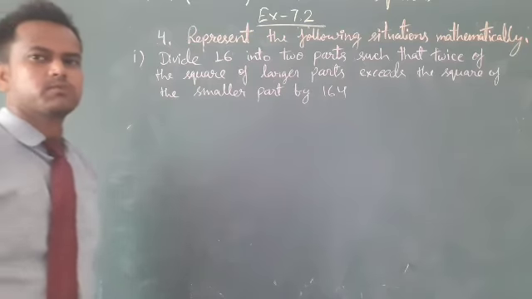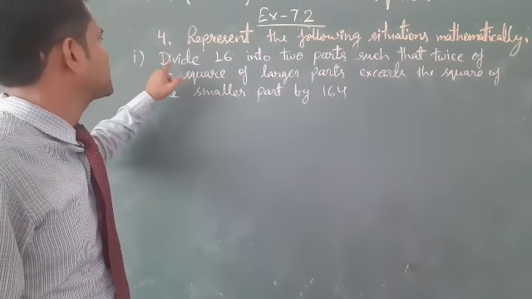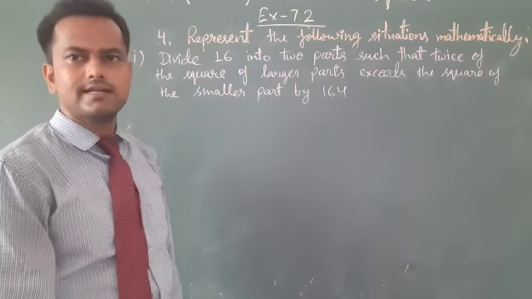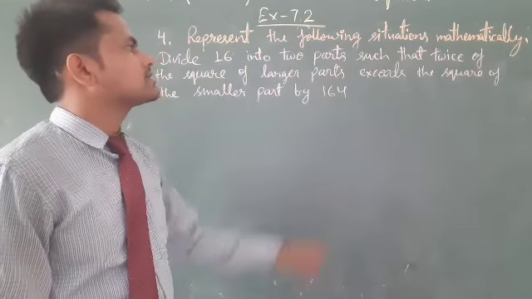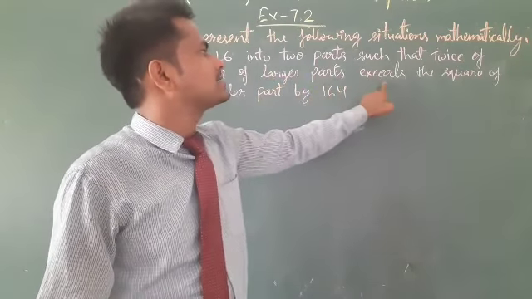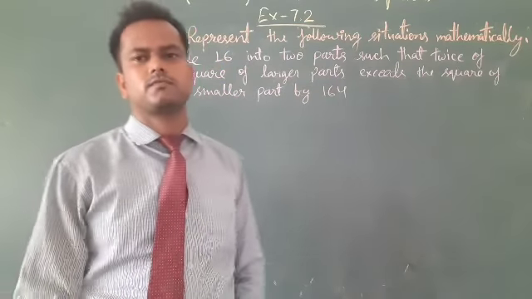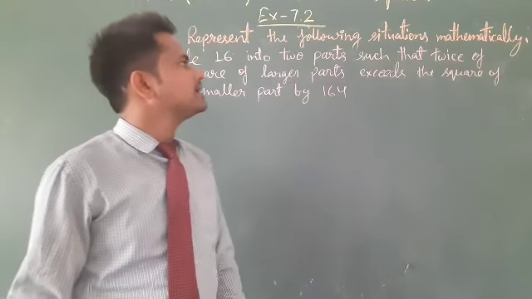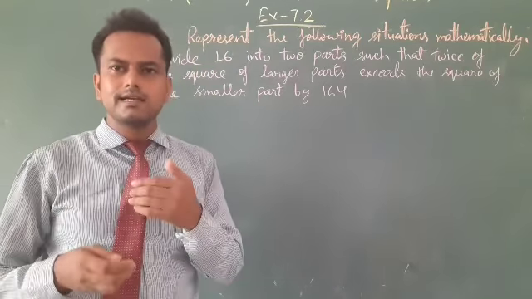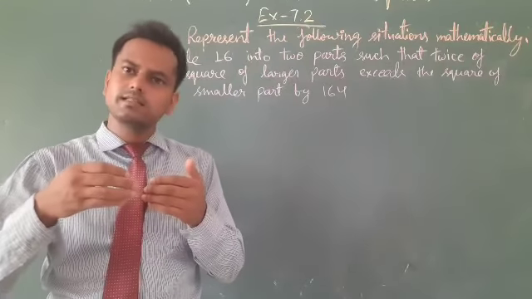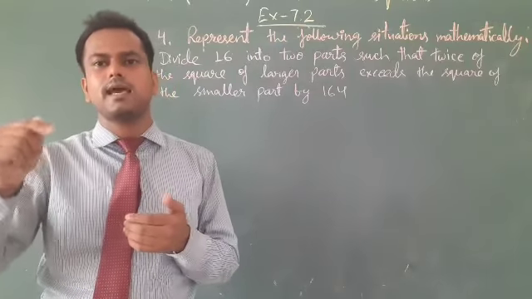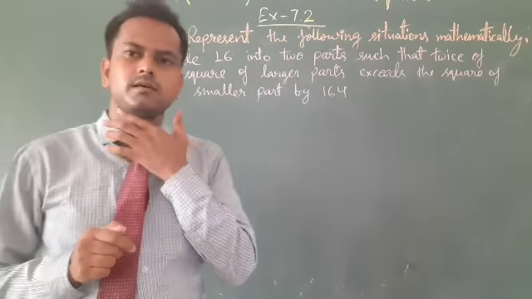Now question number 4, first part: divide 16 into 2 parts such that twice the square of the larger part exceeds the square of the smaller part by 164. It means you have to divide 16 into 2 parts. Let the larger part be x, then the smaller part will be 16 minus x. Got it? 16 minus x.